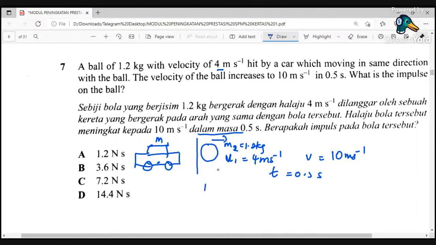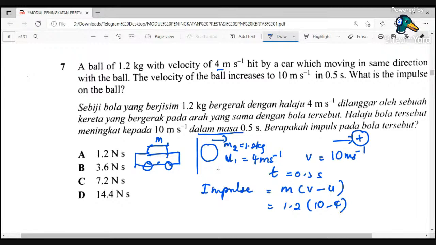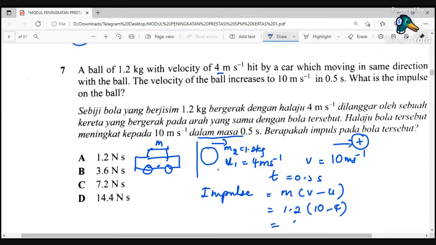Impulse equals change in momentum. So mass 1.2 kilogram. Let's say we put the direction towards right as positive, both positive directions. So 10 minus 4, 1.2 times 6. So you will get 7.2. Answer is 7.2 Newton second.